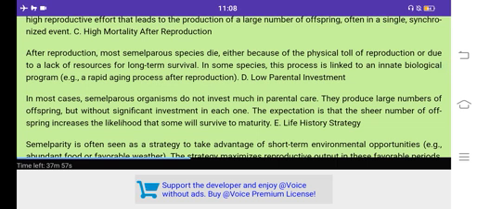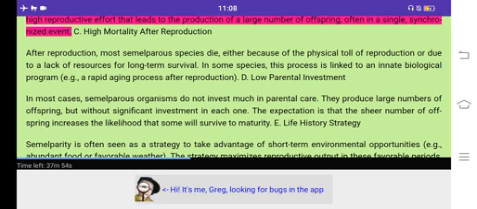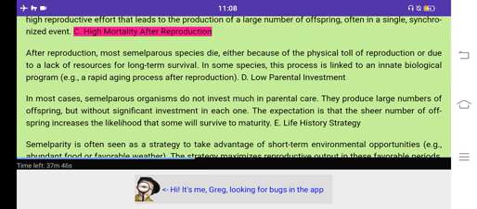Semelparous species invest the majority of their energy and resources into reproduction. This results in a high reproductive effort that leads to the production of a large number of offspring, often in a single, synchronized event. C. High mortality after reproduction.